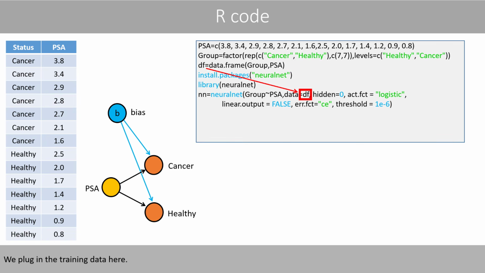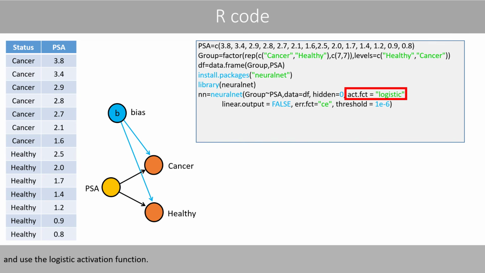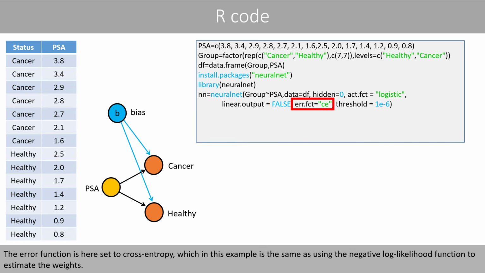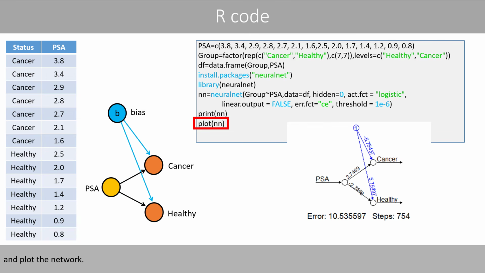We plug in the training data here. Since in our example we'd like to train a neural network without a hidden layer, we set this argument to 0 and use the logistic activation function. The error function is here set to cross entropy, which in this example is the same thing as using the negative log likelihood function to estimate the weights.